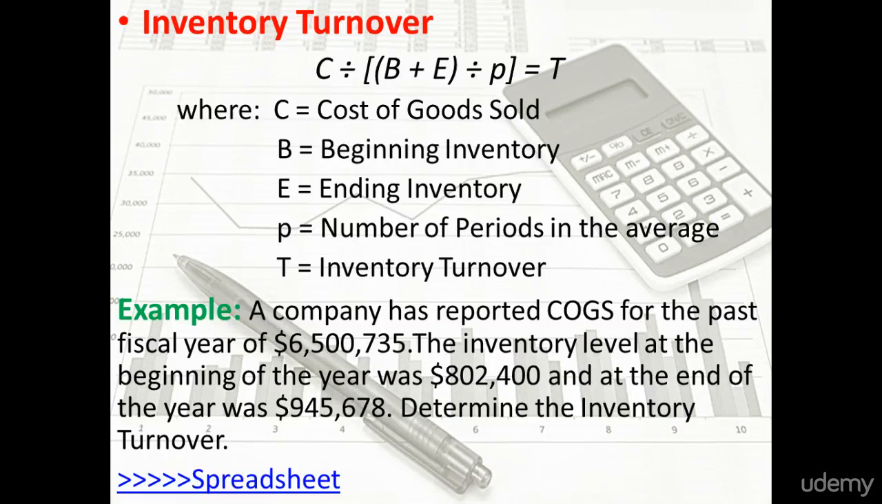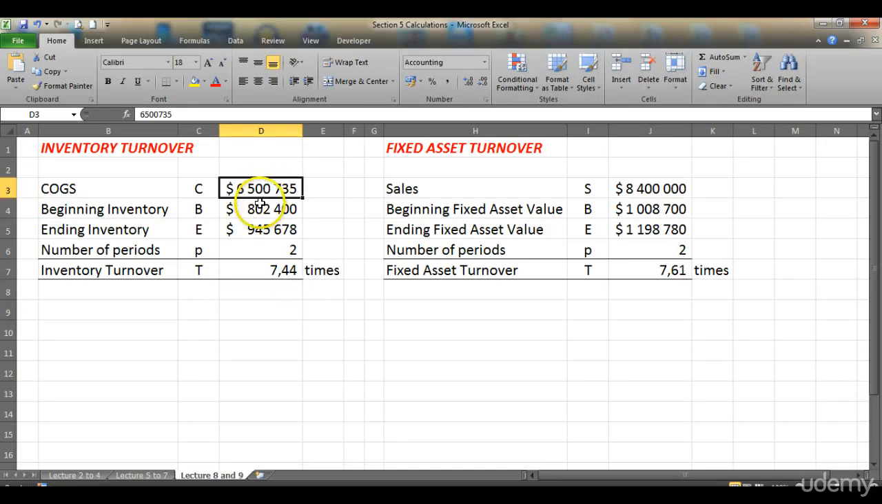Let's see this on a spreadsheet. Here is the example: cost of goods sold, beginning inventory, ending inventory, and the number of periods, in this case 2. The formula: cost of goods sold divided by the sum of the beginning and ending inventory divided by 2, the number of periods, 7.44 times. The average inventory was turned, replaced, 7.44 times during the year.